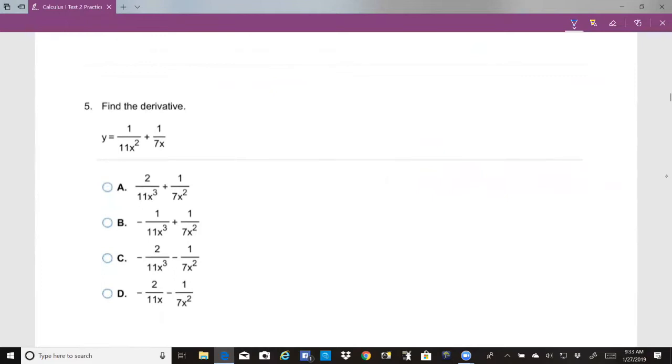Now, we have another function here. We want to find the derivative. One thing we want to do is rewrite these rational functions so that the x is in the numerator. So y is equal to 1/11 x to the minus 2 plus 1/7 x to the minus 1. If you have a fraction, don't be tempted to bring the 11 upstairs. Just leave it exactly where it is.